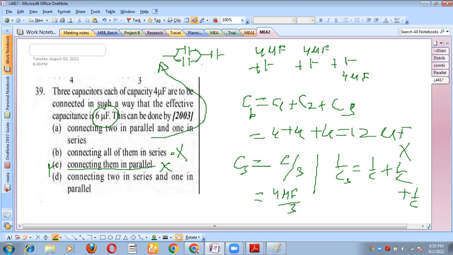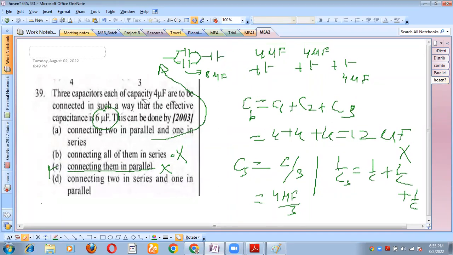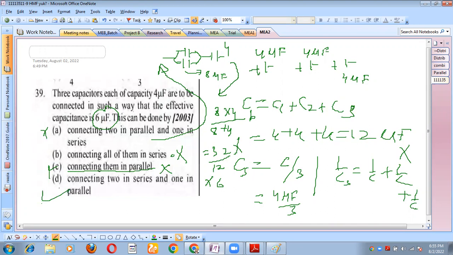So we will check equivalent capacitance. These two are in parallel, so their equivalent capacitance will be 8 microfarad, and this is 4 microfarad. So these will become in series. So what we will get? 8 into 4 by 8 plus 4, means 32 by 12. So we are not getting 6. So this is also not correct. A is also not correct.